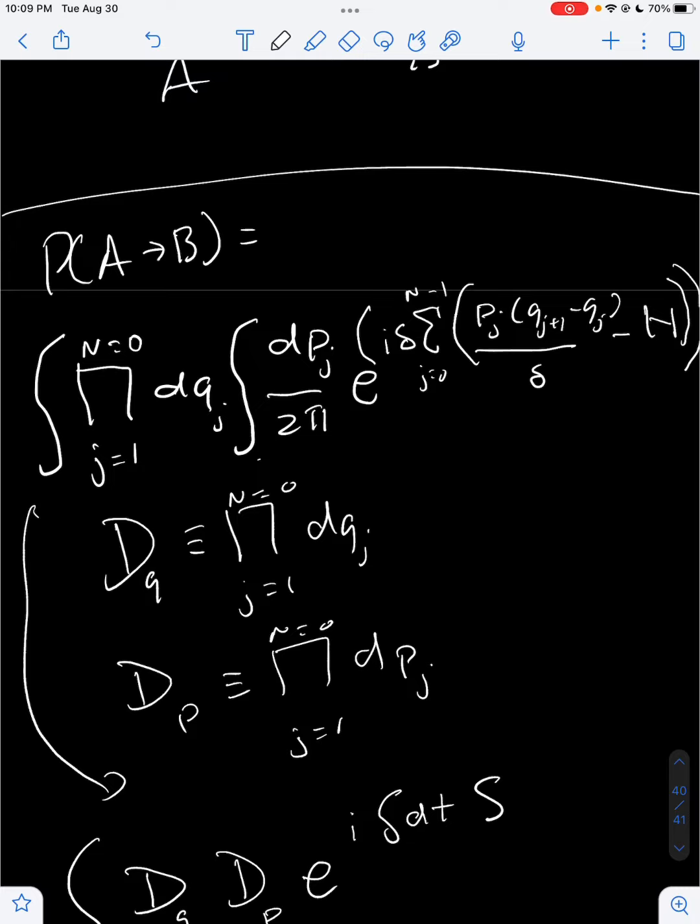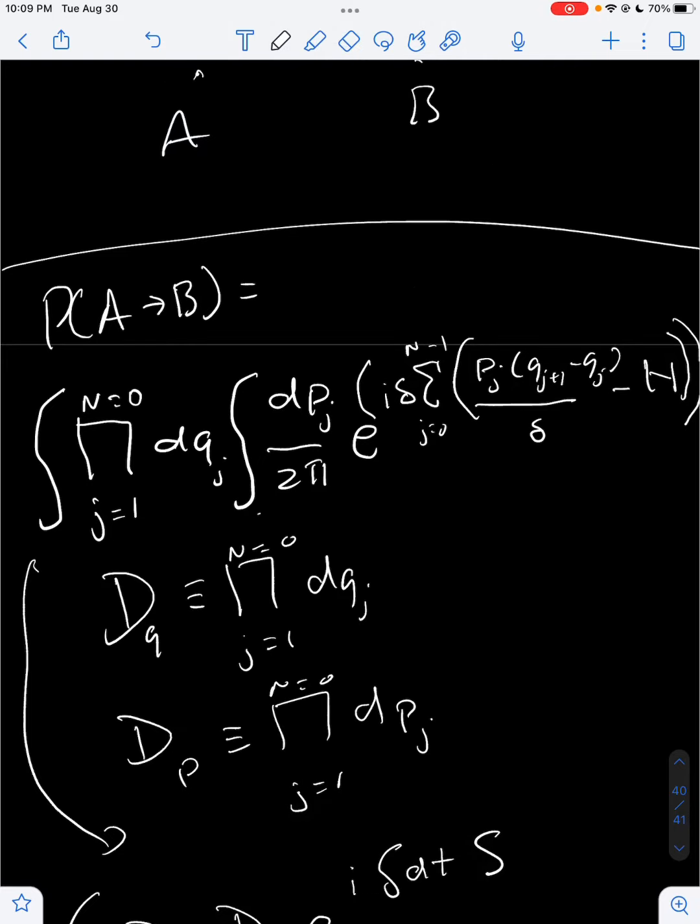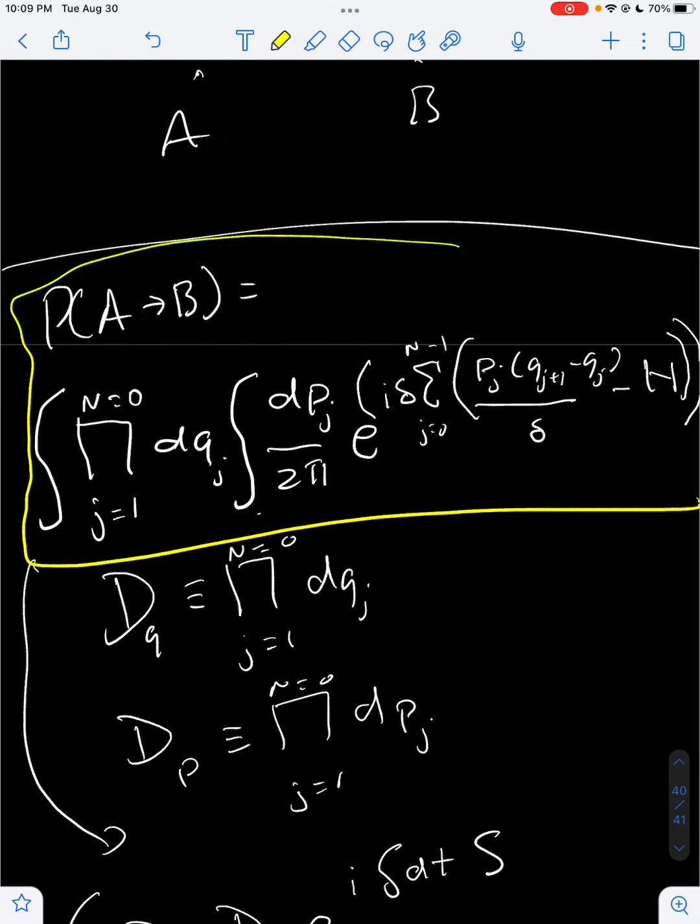And with all of this, we're done. There isn't really much more to say. We can, of course, integrate over the momenta at the end, but that's for the next video. So here is the path integral. And we would solve this integral to find the probability that it propagates from point A to point B. So, that is pretty much it.